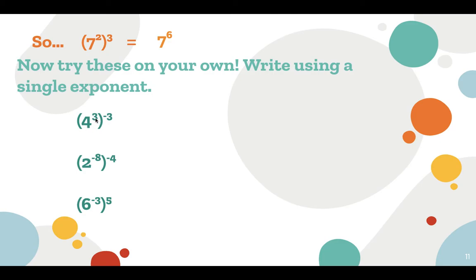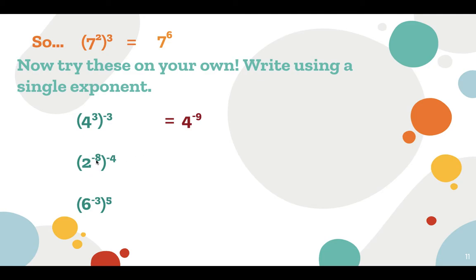So we're going to keep the base and multiply our exponents. 4 to the third power all raised to the negative third. So we're going to multiply 3 times negative 3, that's negative 9. We have unlike signs, so our exponent is negative. So I would say 4 to the negative 9th power.